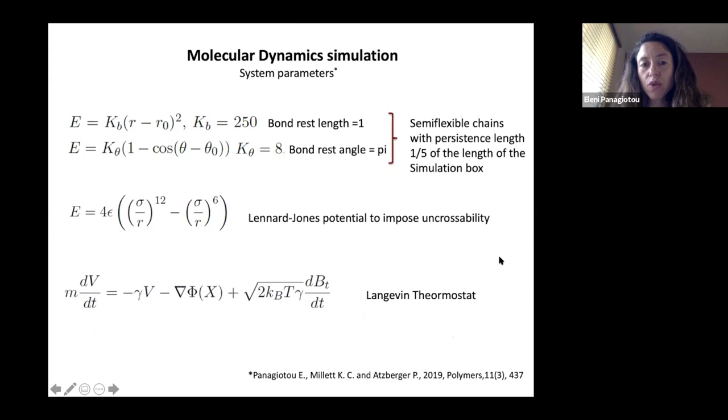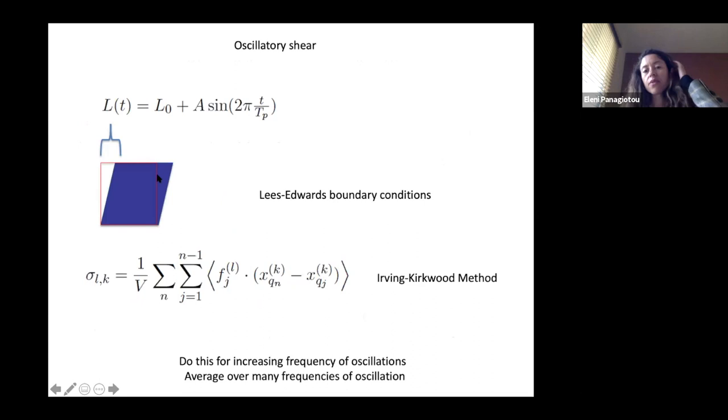So we do an oscillatory shear experiment for this system. That means you have this cubic box and you imagine you move one face, the top face of the box, back and forth according to this sinusoidal. And then at specific times, as you do it for one period, you calculate the stress tensor. And then you do this for different frequencies of oscillation. We average the result over many periods.